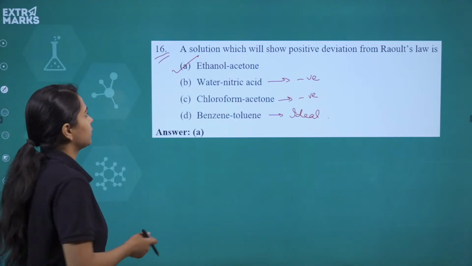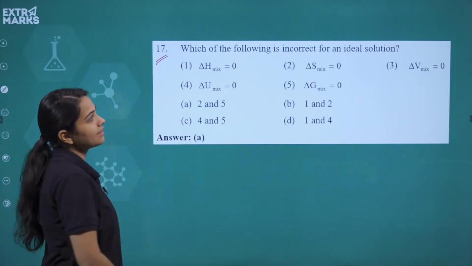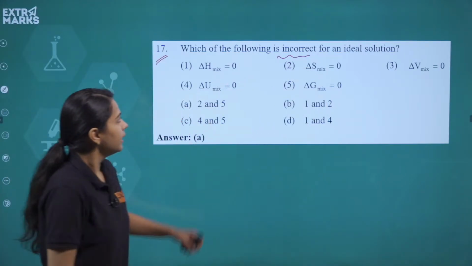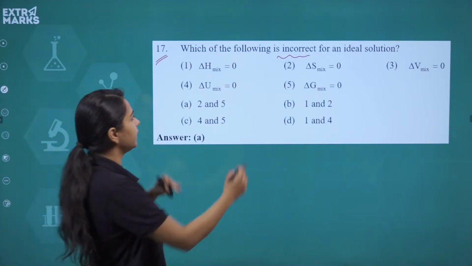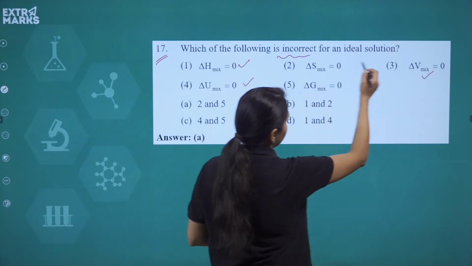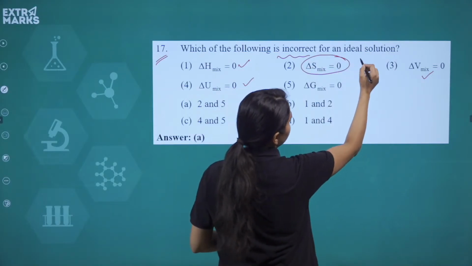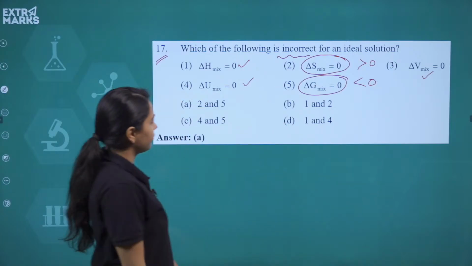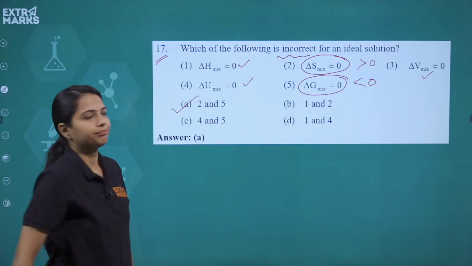Moving on, next question number 17. Which of the following is incorrect? Now we are talking about the incorrect statement for an ideal solution. Delta H is equal to 0, absolutely correct. Delta U is also 0, correct. Delta V is also 0, absolutely correct. Delta S should be positive. Delta G should be negative. So 2 and 5 are incorrect. So the answer is option A.